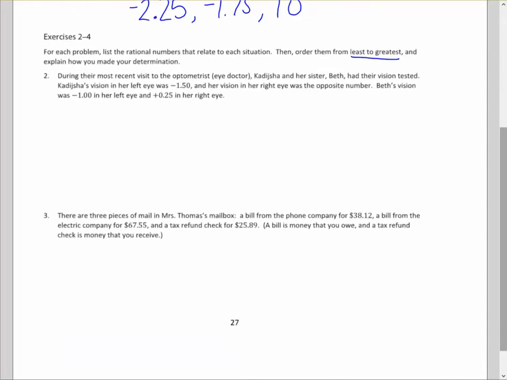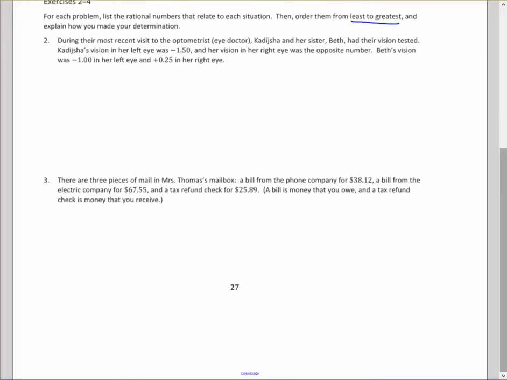There are 3 pieces of mail in Mrs. Thomas's mailbox. Well, this certainly isn't my mailbox. It says a bill from the phone company for $38.12. First of all, a lot of these bills would be done electronically now. You log in, you pay it online. A bill from the electric company for $67.55. Yeah, no, that's not my bill. Mine is much higher.